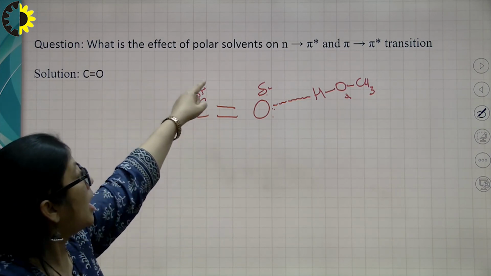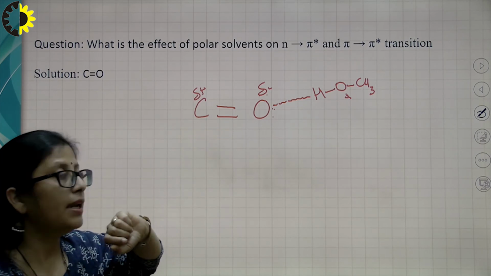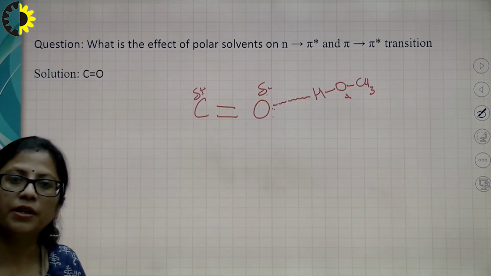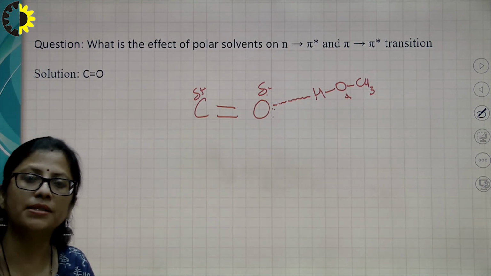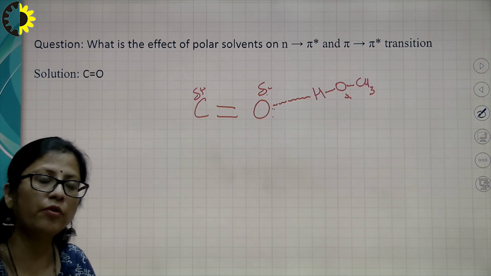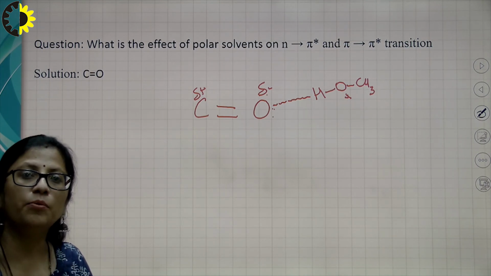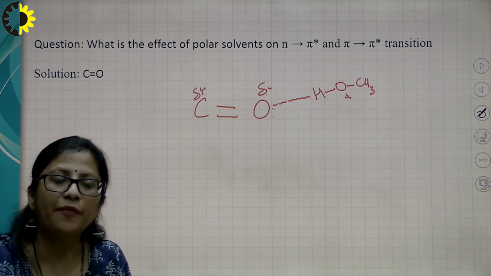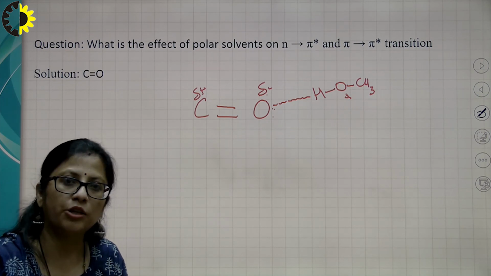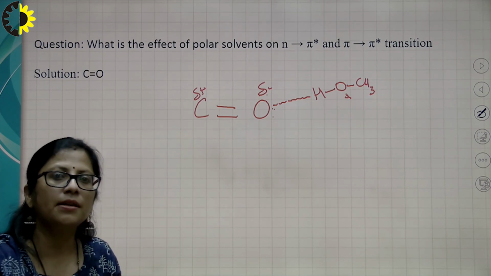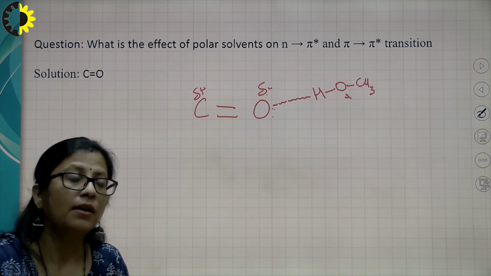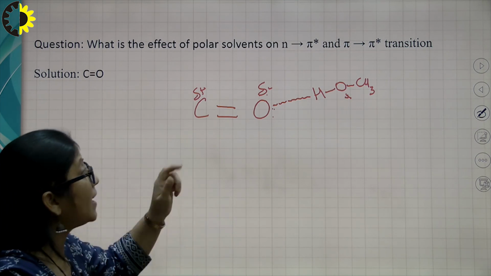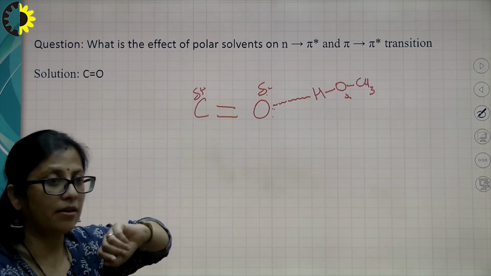If I take a polar solvent, then n to pi star will move towards shorter wavelength or the higher frequency side, because the lone pair of electrons get bonded with the solvent molecules, and once the electrons get bonded, you have to break the bond to excite the lone pair of electrons. Therefore, the process becomes more energetic than when it was in the non-polar solvent. The second case, coming to the pi to pi star transition.